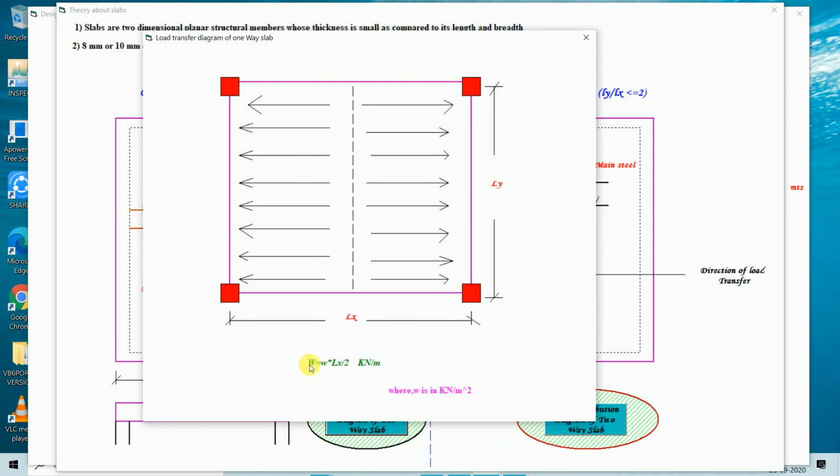What is that load? That UDL, capital W, is equal to small w into Lx by 2 kilonewton per meter. Here small w is nothing but dead loads, live loads, or other earthquake loads or some other loads. Generally we will take only the dead loads and live loads. You know what is meant by one way slab: Ly by Lx greater than 2. Longer span by shorter span greater than 2, then we call it a one way slab.